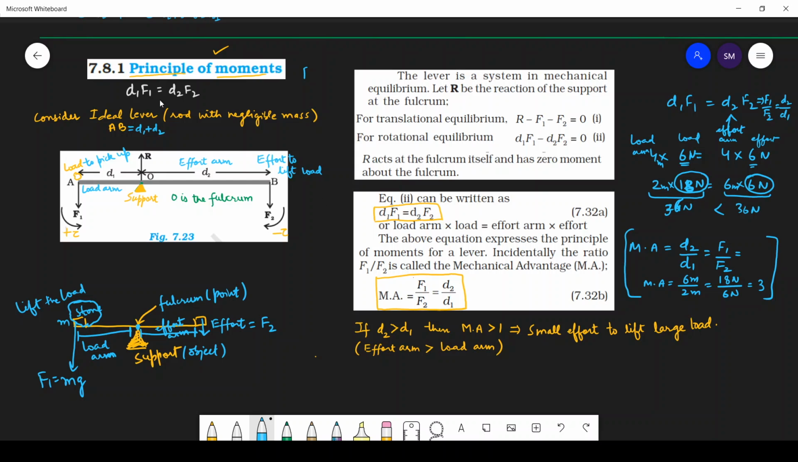Students, is this concept clear? So from the principle of moments we get mechanical advantage, and mechanical advantage is nothing but D1 upon D2. Bring F1 here and bring F2 here, so that F1 upon F2 equals D1 upon D2. So this is what this concept is all about.